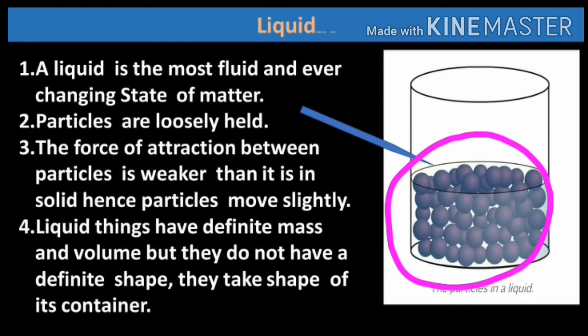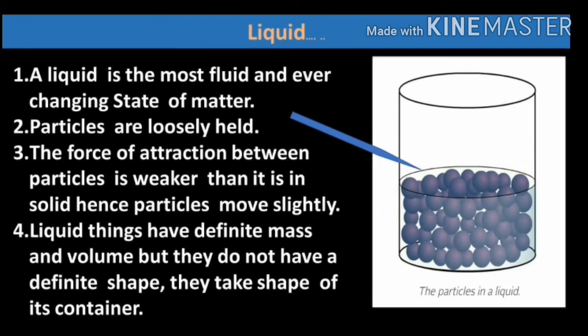So the particles in liquid are much further away than the particles in solid. So the force of attraction between particles is weaker than it is in solid. Hence, particles move slightly, not freely, but slightly. Liquid things have definite mass and volume, but they do not have a definite shape, but they take the shape of its container. Okay, now you have an idea that liquids take up the shape of the container in which they are kept.